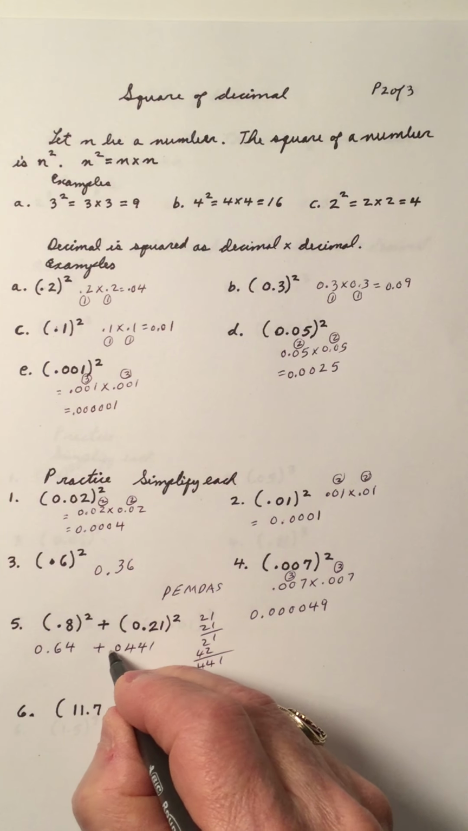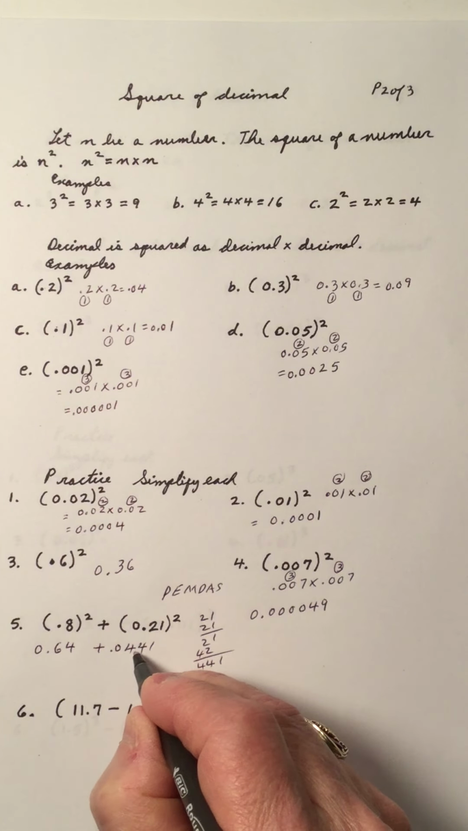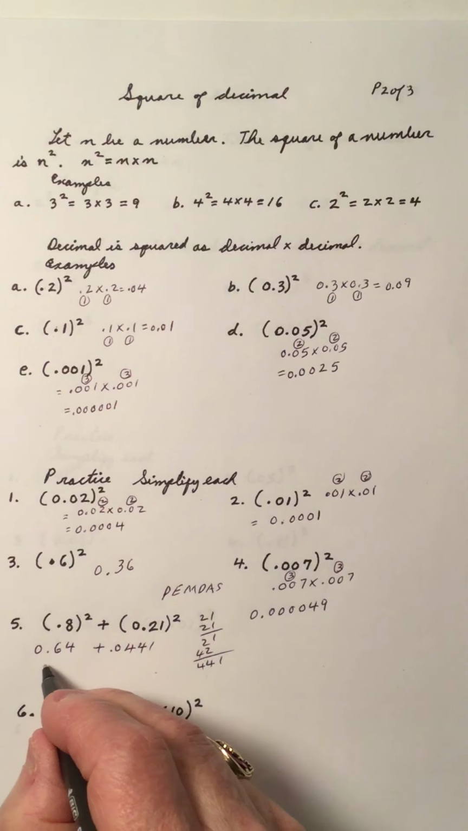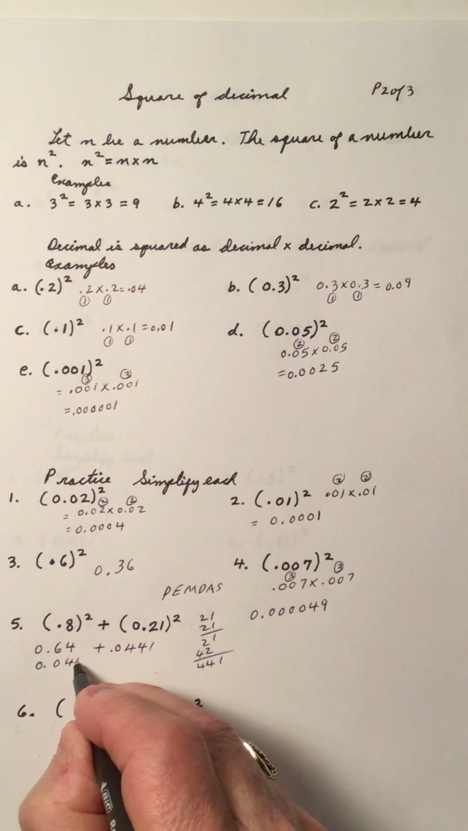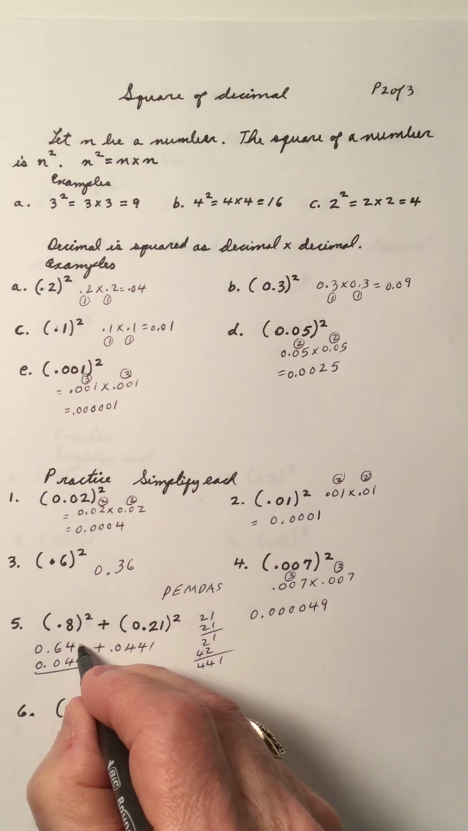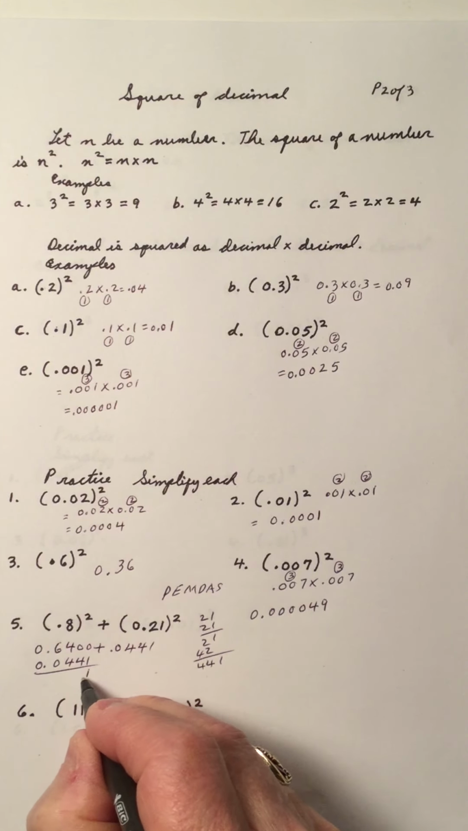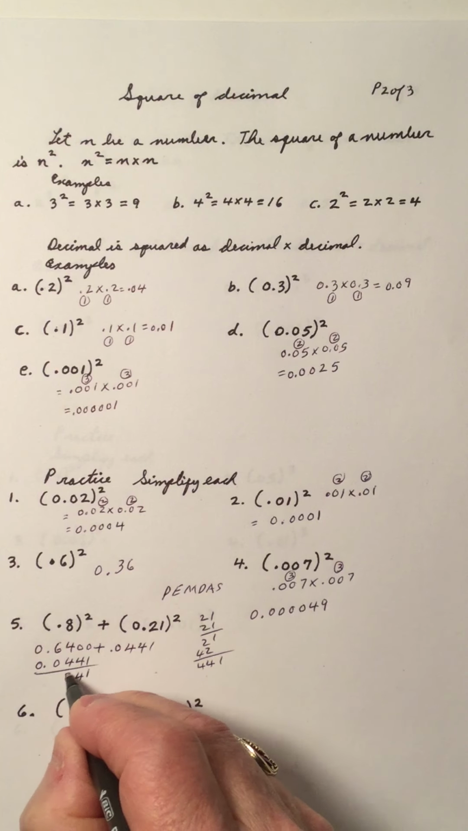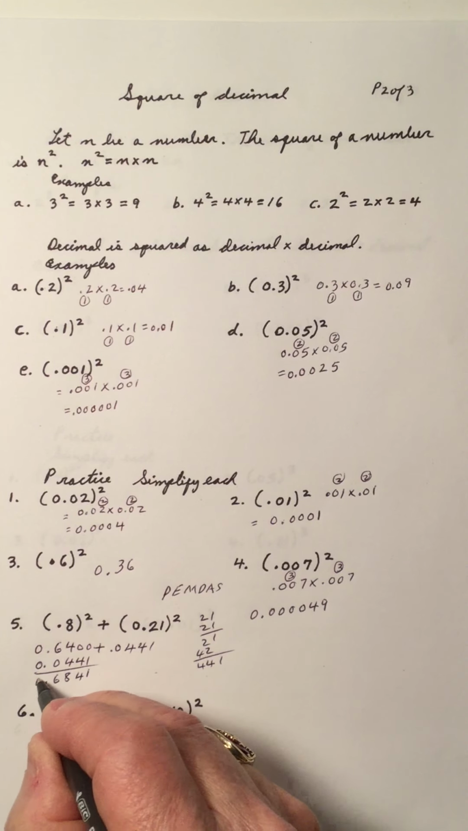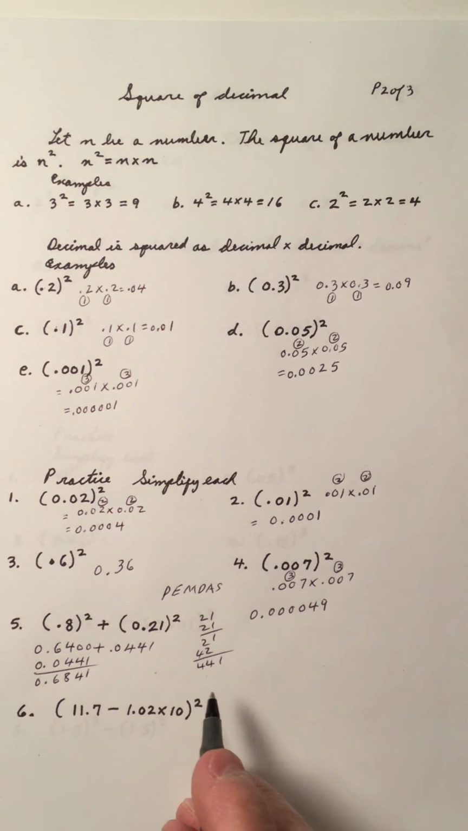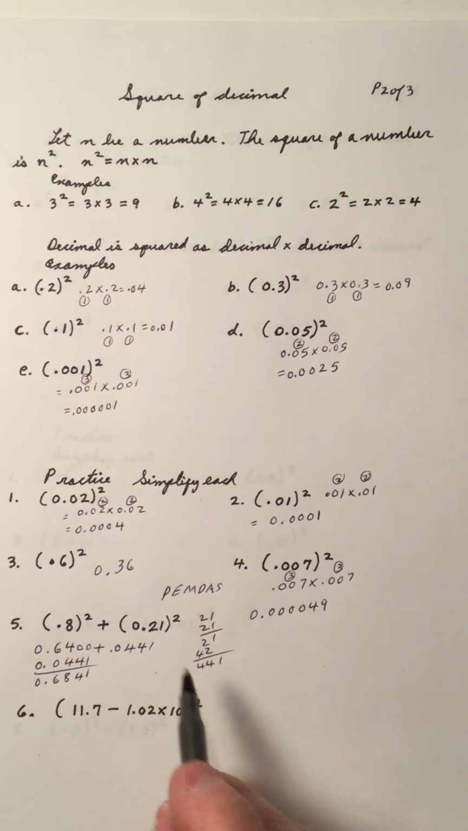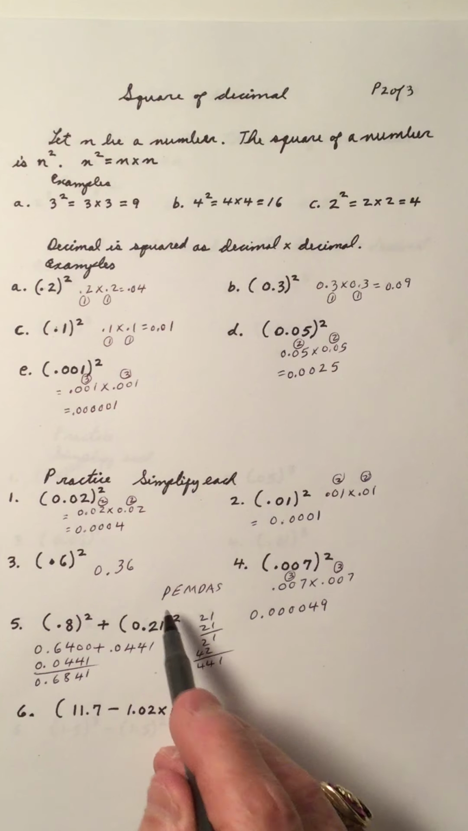So we have 1, 2, 3, 4. Add these up. So we line up the decimals when we add. 0.0441. Notice there's a 0 there and a 0 there. 0.64 plus 0.0441 gives 0.6841. Again, you're obeying BEDMAS or your PEMDAS.